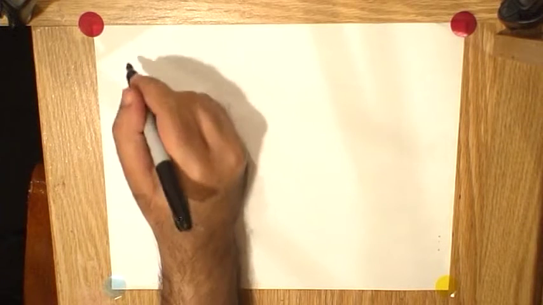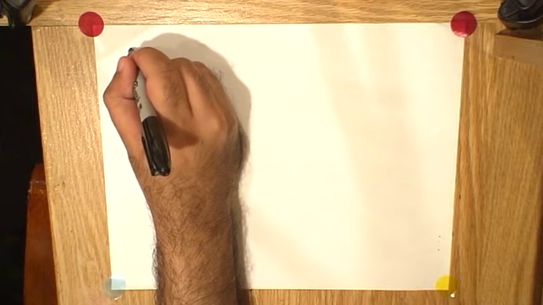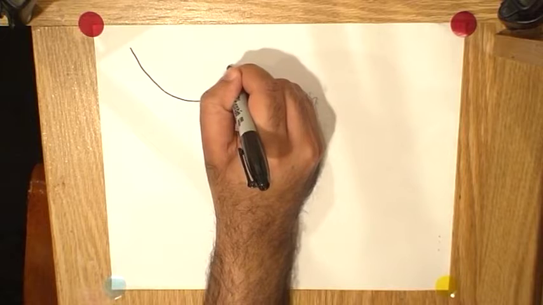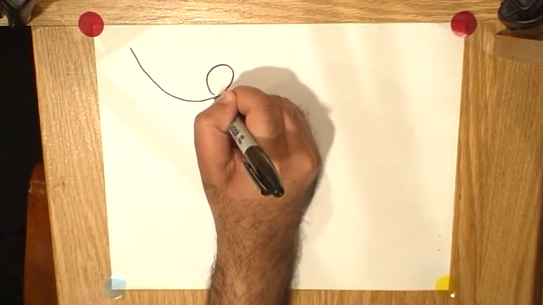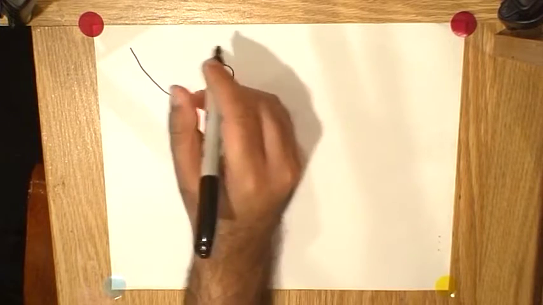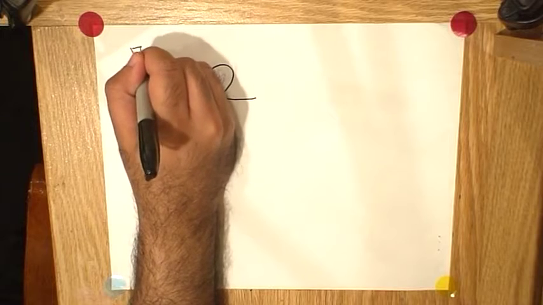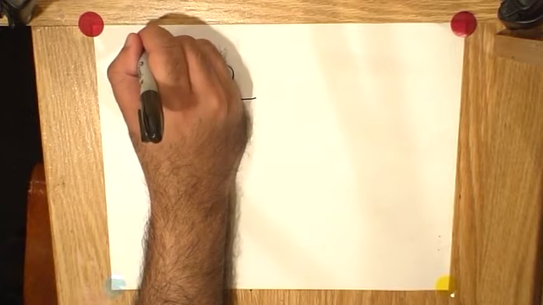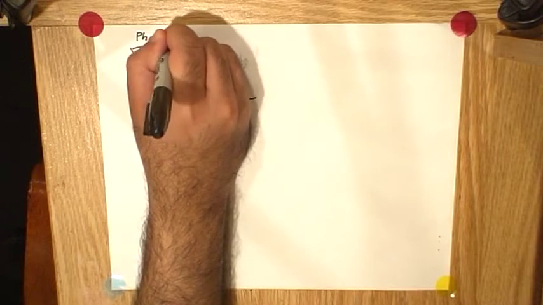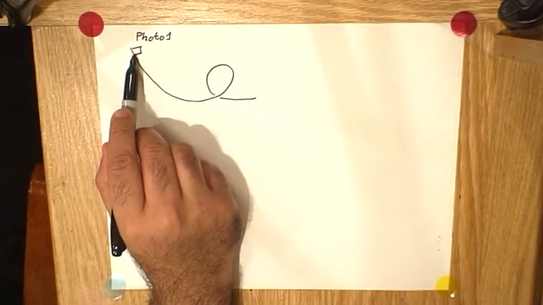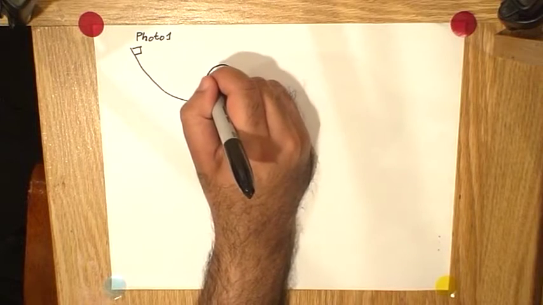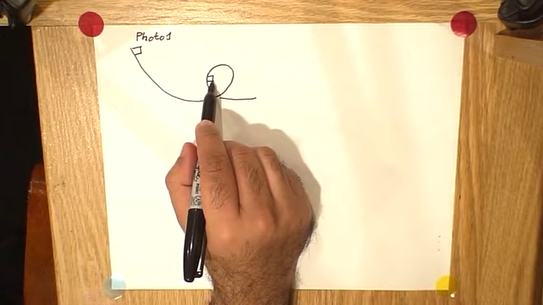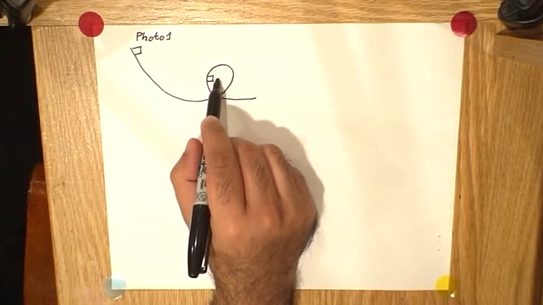This question is one which I decided to make extra credit, but I will show you how to go about solving it. We have a loop-de-loop, and we have a block which is sliding down. So photo 1 is taken when the block is at its starting point, and photo 2 is taken when it is at this location in the loop-de-loop, so exactly halfway up.